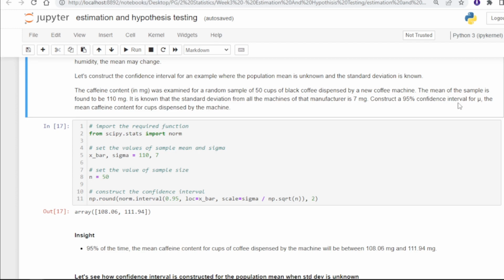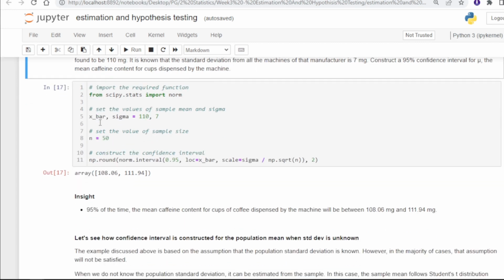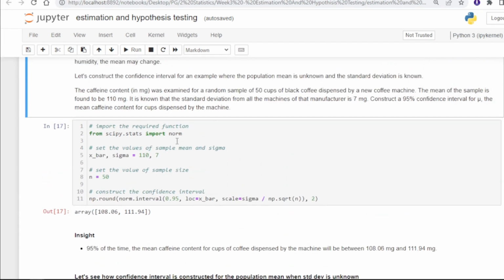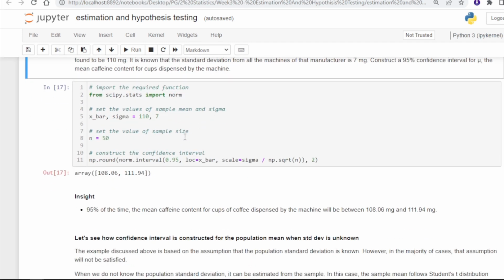The mean of the sample is found to be 110 mg, and it is known that the standard deviation from the manufacturer of the machine is 7 mg. Construct a 95% confidence interval for mu, the mean caffeine content for cups dispensed by the machine. So let's try to do that.